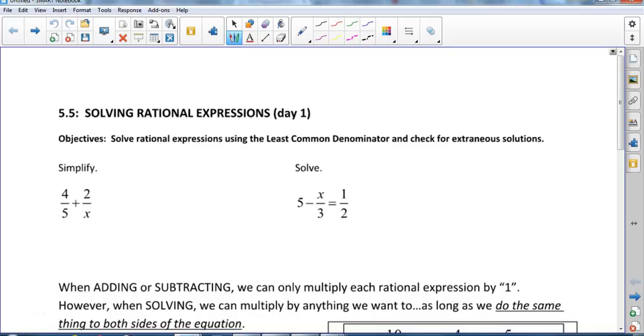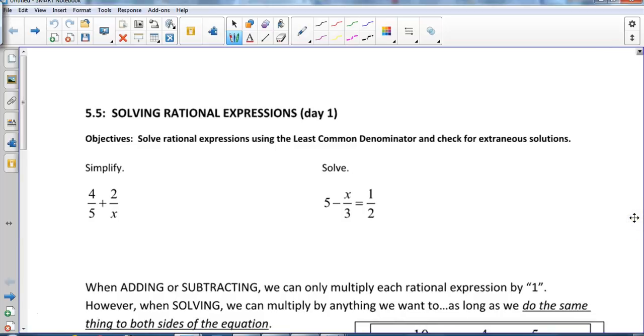Okay, we're moving on to the next logical step, and we're going to put everything together that we've learned and start solving rational expressions. Notice it says day one. We're going to spend 2 days on this just because it can be a bit of a confusing topic, especially coming from where we've been, and we'll talk about that right now.